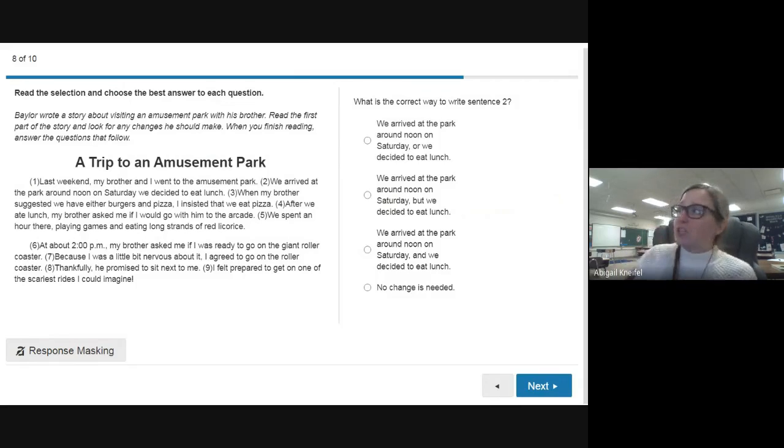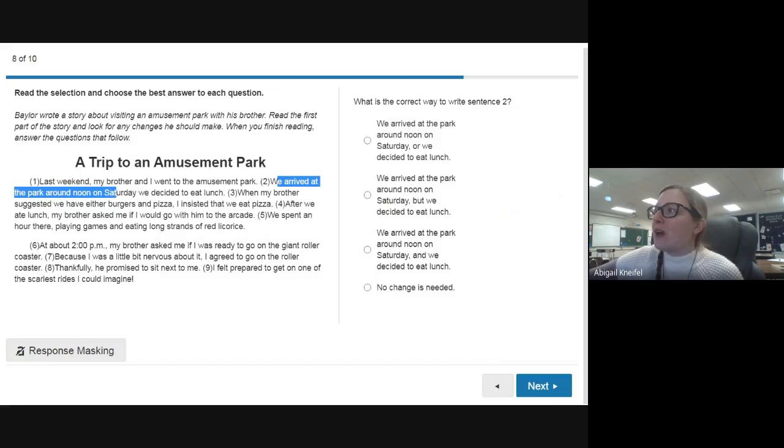So there are 3 questions about conjunctions. What is the correct way to write sentence 2? So I want to reread sentence 2 to you. We arrived at the park around noon on Saturday. We decided to eat lunch. Okay, so right here, we need something extra between Saturday and we. Should it be we arrived at the park around noon on Saturday, comma, or we decided to eat lunch? No. We arrived at the park around noon on Saturday, but we decided to eat lunch? No, definitely not. Why would it be but or? We're not showing contrast or anything like that. We're saying 2 things. We need to combine.